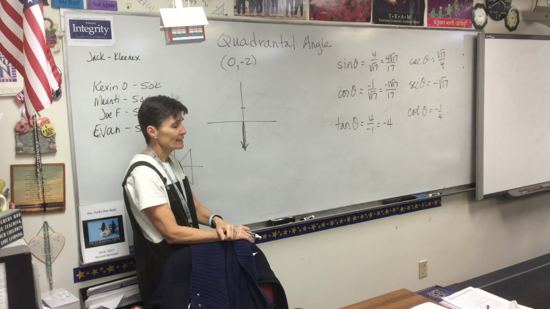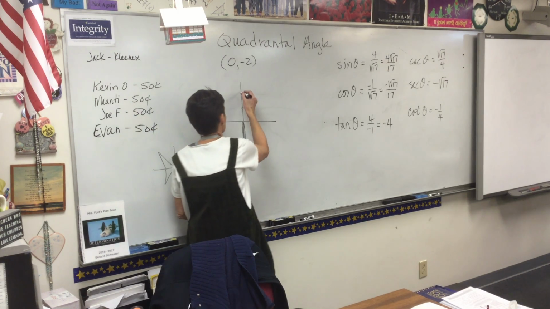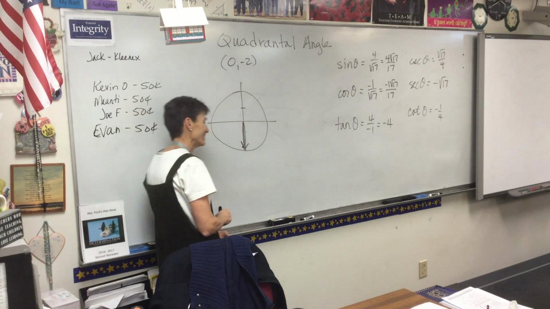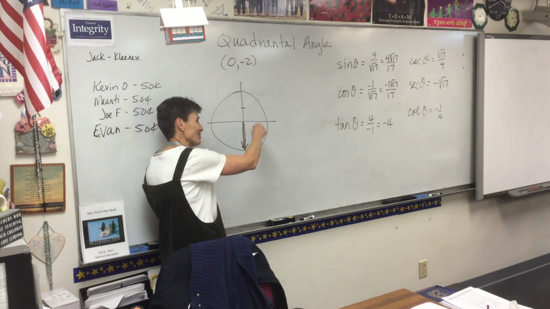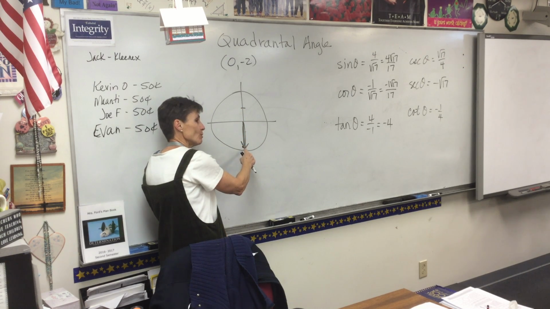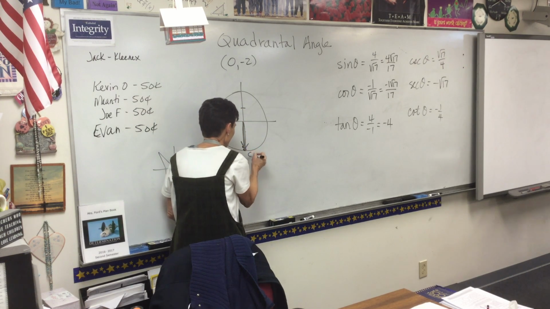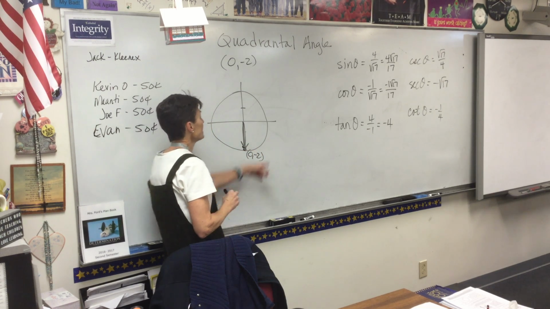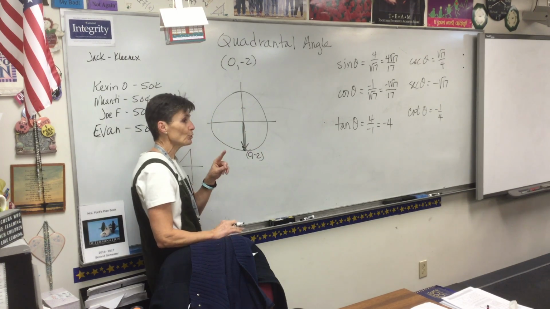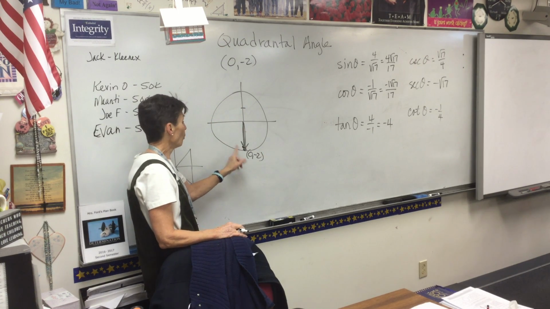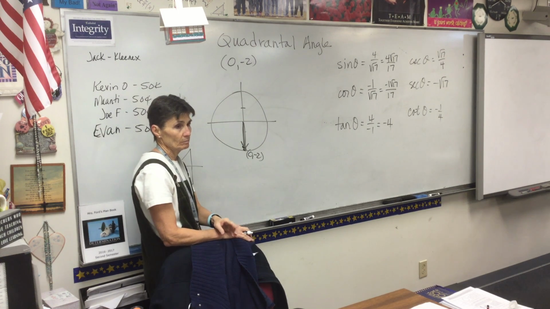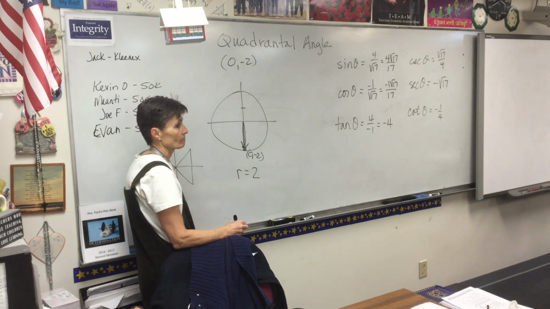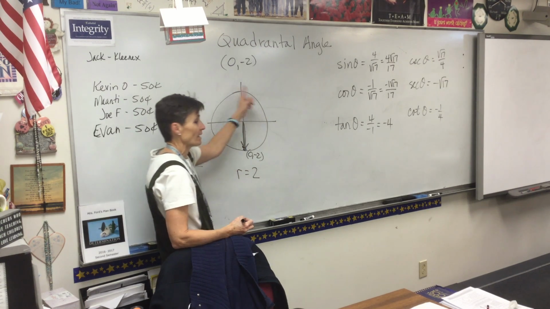So, here's how we're going to handle that. We're going to draw ourselves a triangle, or excuse me, a circle. I know. We're going to draw ourselves a circle that goes through that point. This is the point (0, -2). Because I'm drawing the circle through that point, what is the radius of that circle? 2. So the radius is 2, because that's the point that I had to go through.